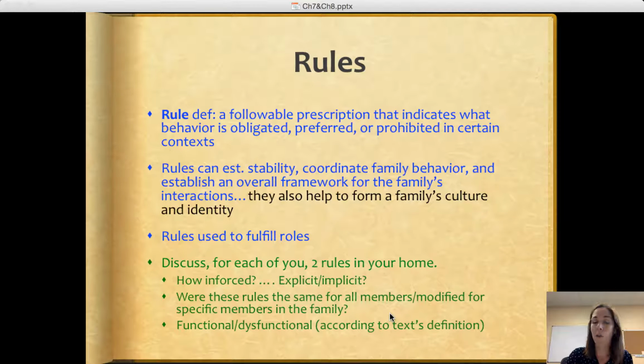Students often talk about how older siblings had more rules, and then later more privileges, than younger siblings. And sometimes rules were different depending on the characteristics, the personality traits, or previous behaviors of the child. In terms of the comm literature, a functional rule is that which optimizes open communication, and a dysfunctional rule is one which squelches communication.